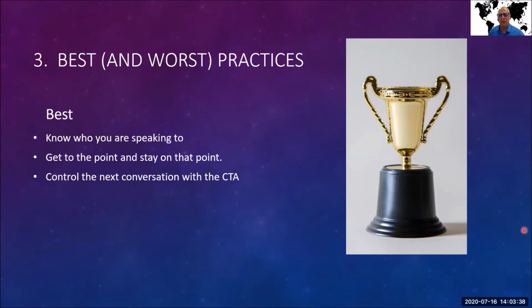Second, get to the point and stay on the point. If you've got 5 things to say, you might be talking about 5 different presentations. Don't try to jam everything into one talk because it's not very persuasive and it gets confusing and it undermines your own hard work. Next, control the next conversation. Control what happens after this talk with a good call to action, or CTA. And a lot of this class talks about the CTA, how to prepare it, how to deliver it, and what to do next.